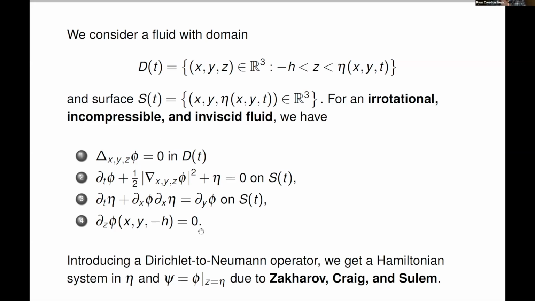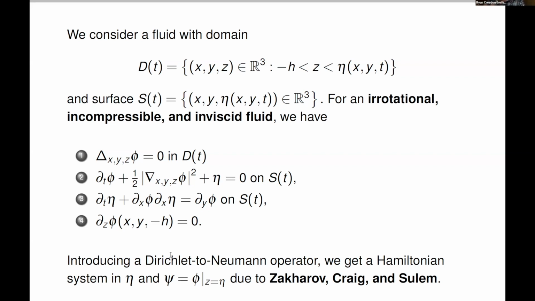Now, this formulation, written in terms of the Laplace equation with a bunch of boundary conditions, can be helpful for certain things, but for our purposes, really all we care about is what's happening at the free surface and what the velocity potential at the free surface is. So we immediately switch over to the Zakharov-Craig-Sulem formulation of the water wave problem.